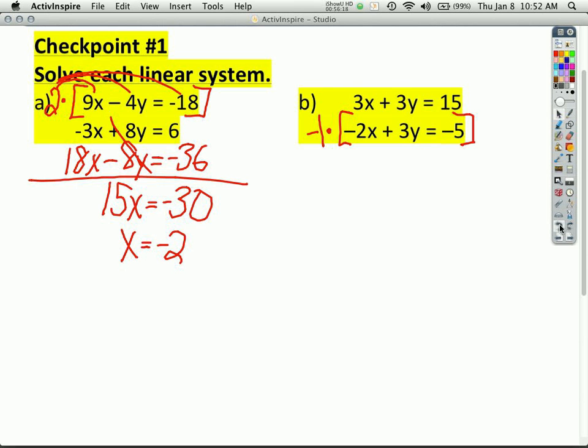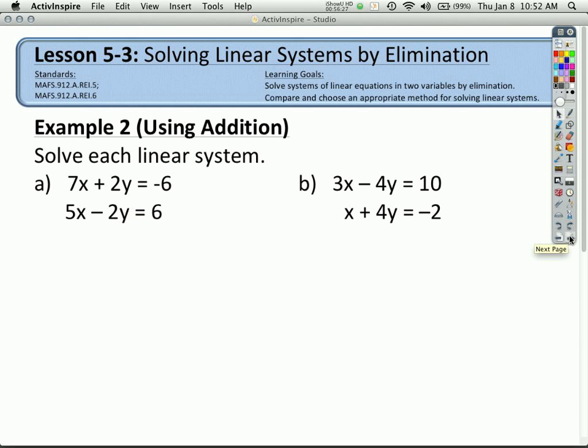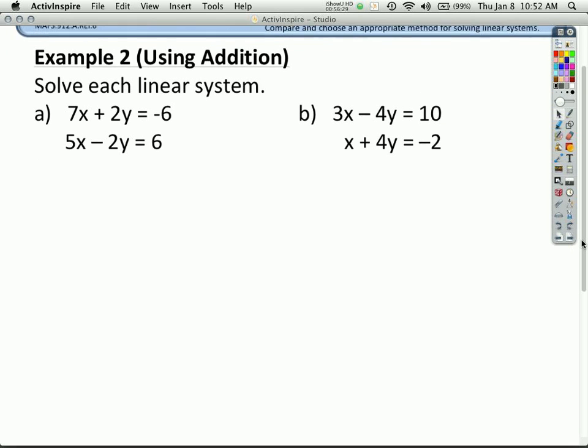So, I'm not sure why we got stuck, but I guess we'll figure it out. Okay? Let's keep going and let's see if we can get even better. So, example 2.